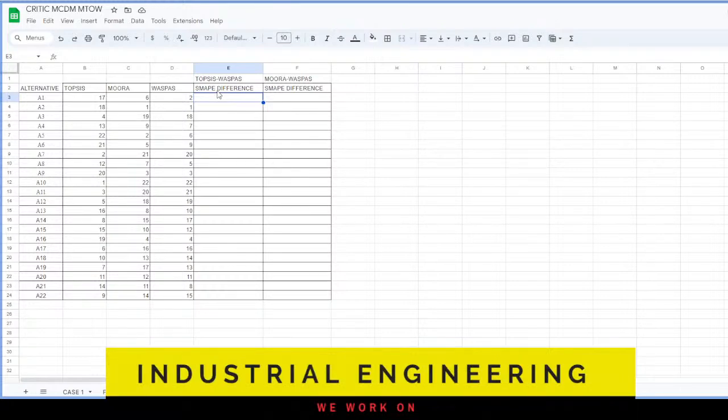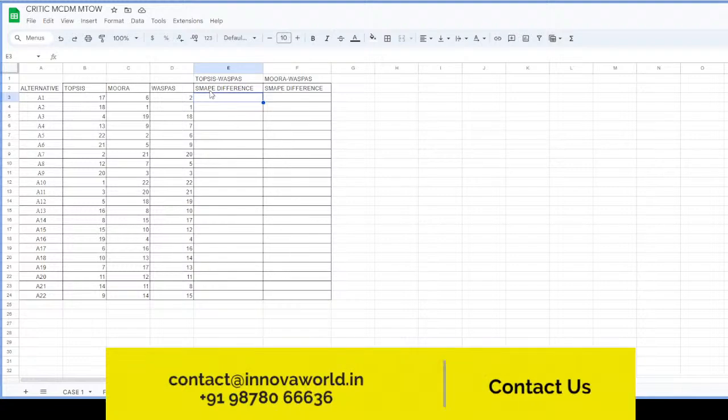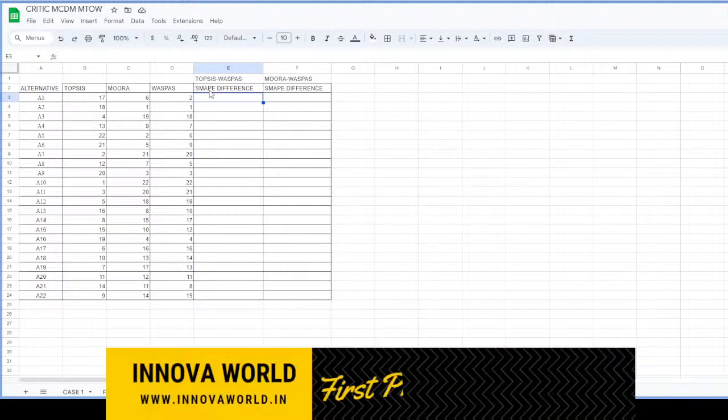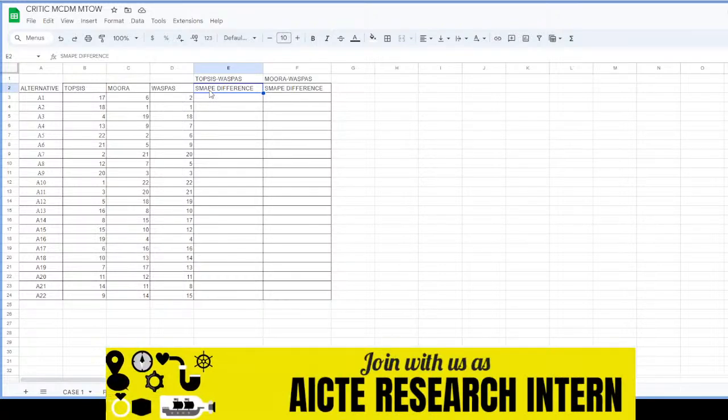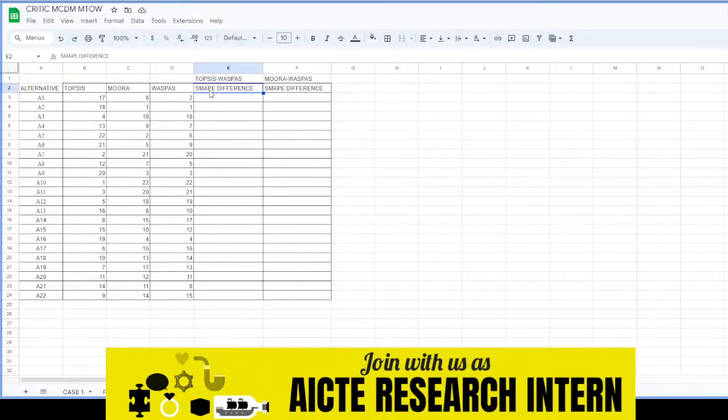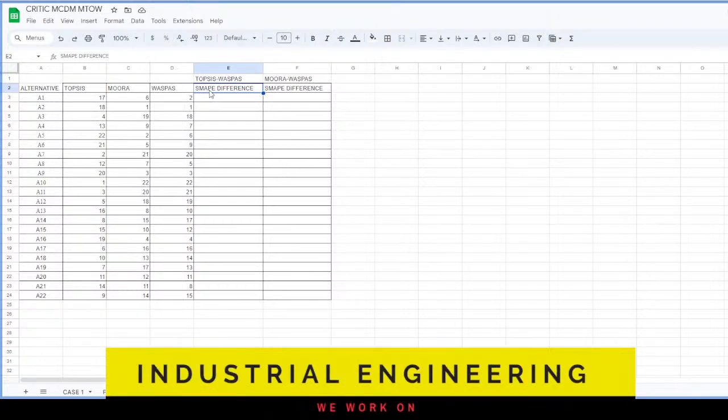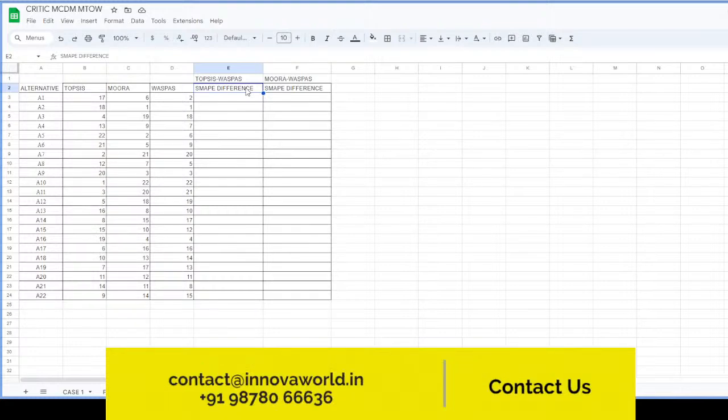Now, first of all, what is SMAPE? It is one of the very good techniques to identify the accuracy of your model or the prediction of your model. The full form is symmetric mean absolute percentage error. Let me repeat once again: symmetric mean absolute percentage error. This method gives a very good indication of how accurate your model is.